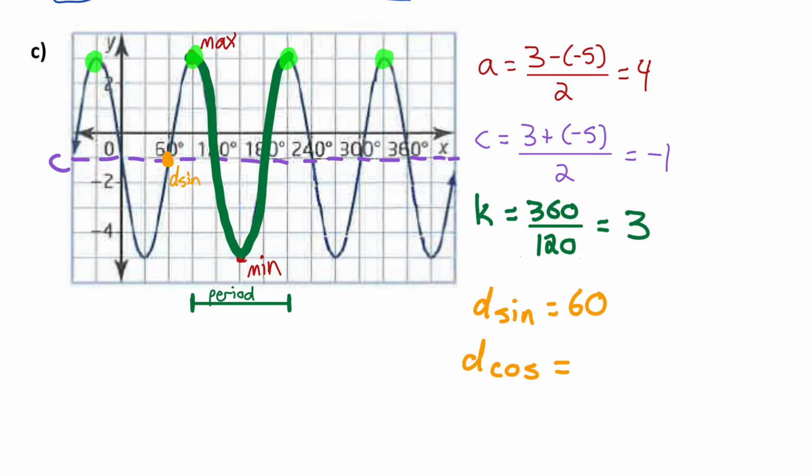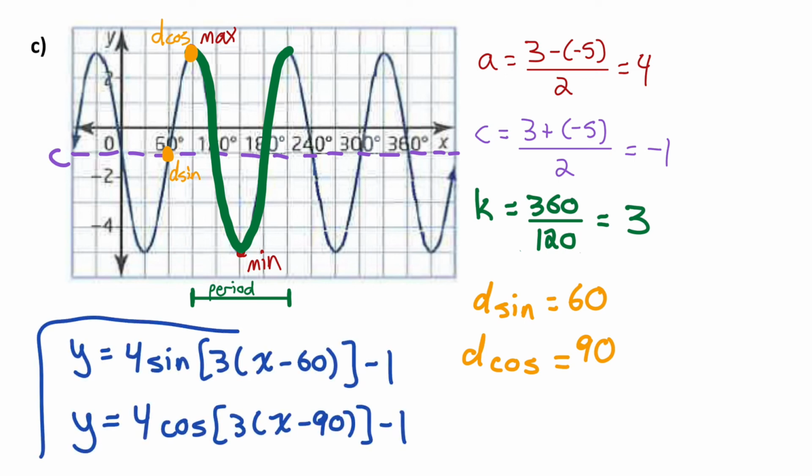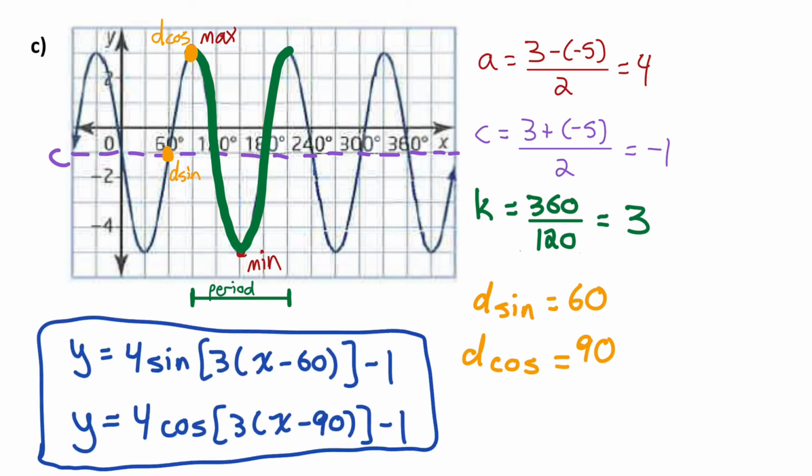And notice how far apart are those x-coordinates of the maximum points? Well, they're all 120 degrees apart because that's the period of the function. So it wouldn't matter which of them we use. I'll just choose this one here. The x-coordinate of that point is 90. And now I can write both my transformed equations. They're going to share a, k, and c values, but have different d values. And there we have both of the equations that are equivalent to each other and both represent this function.